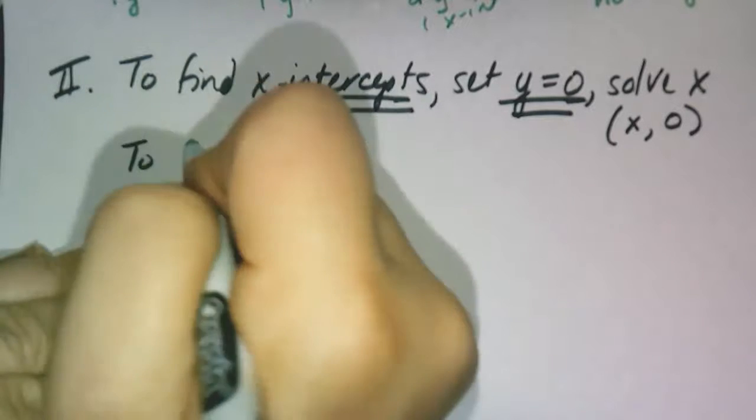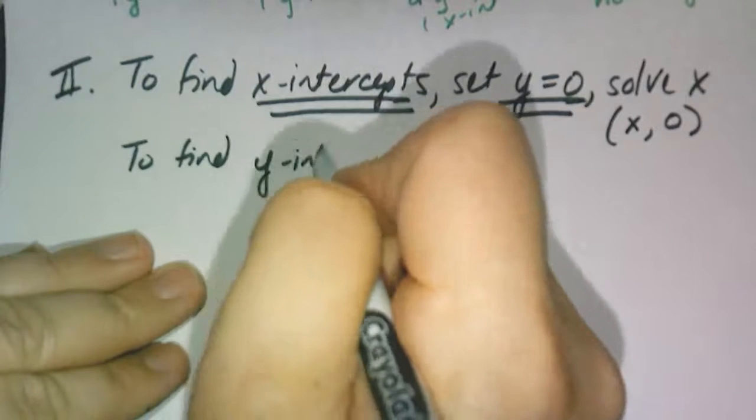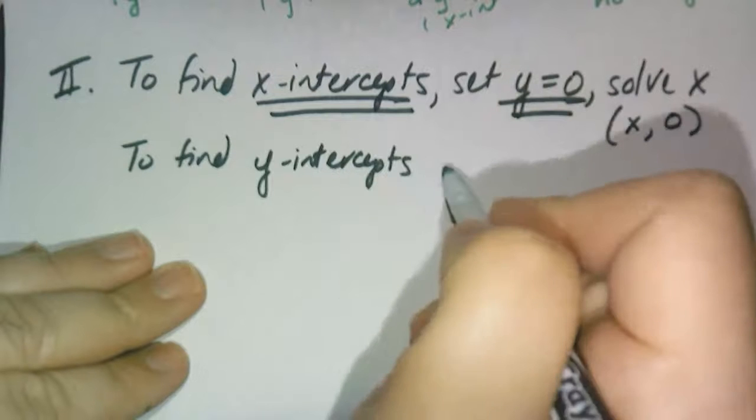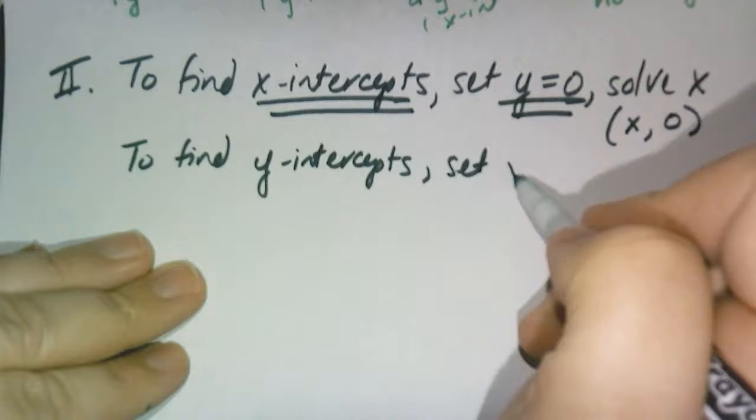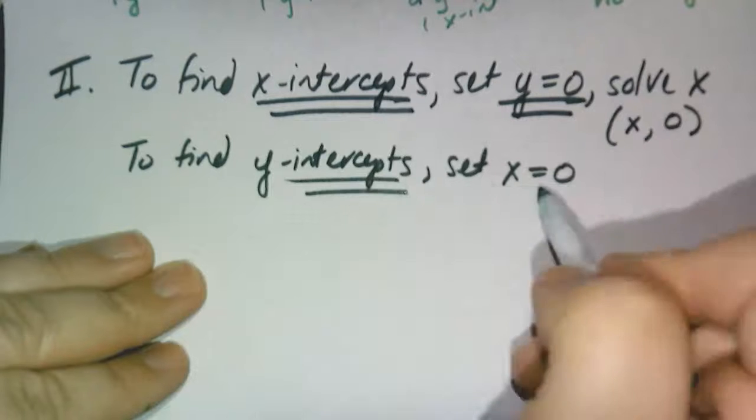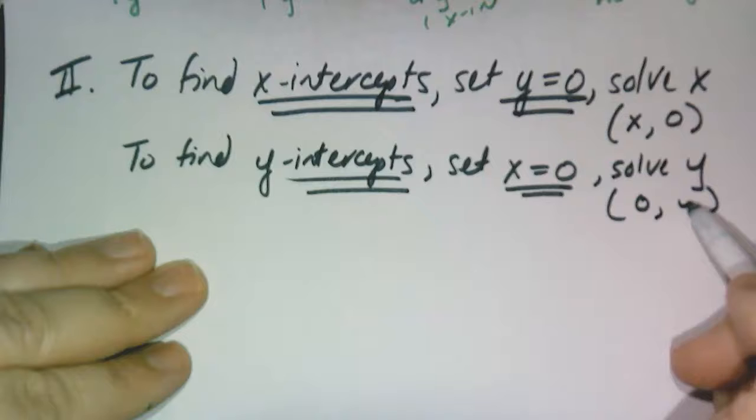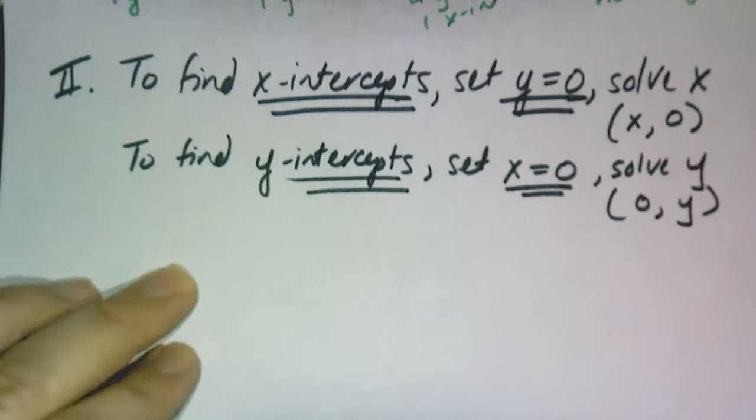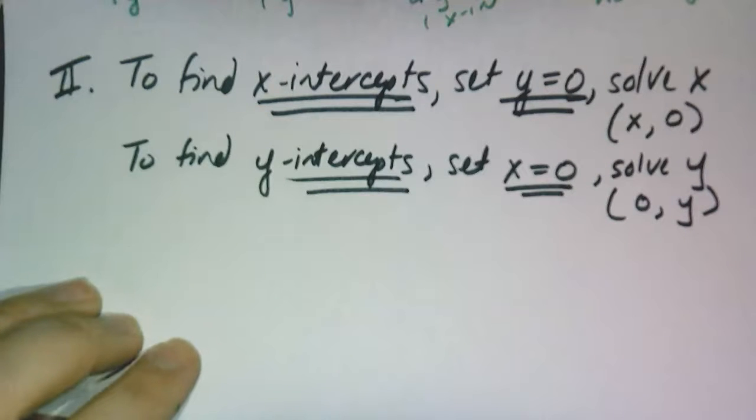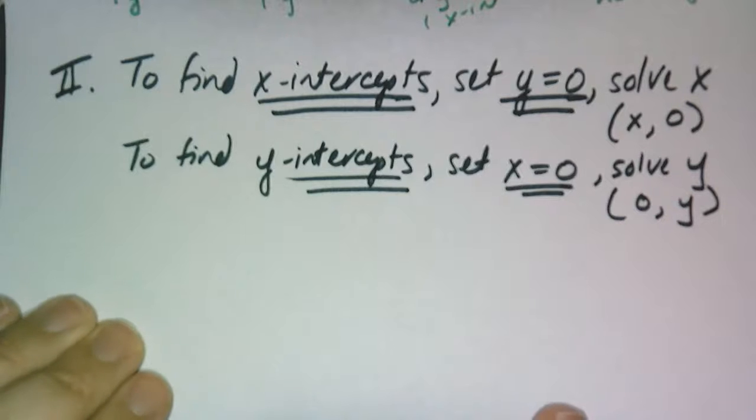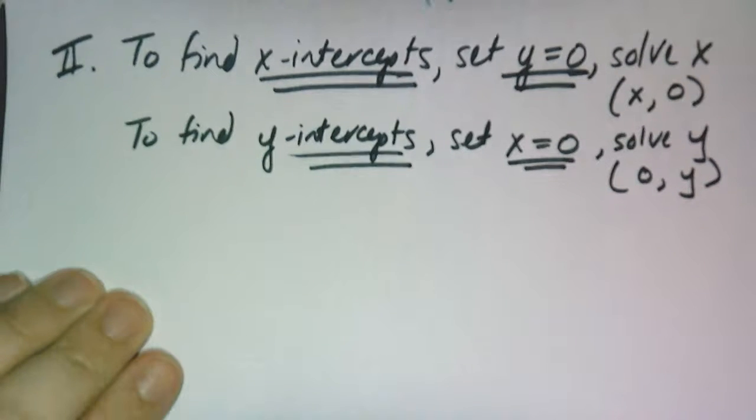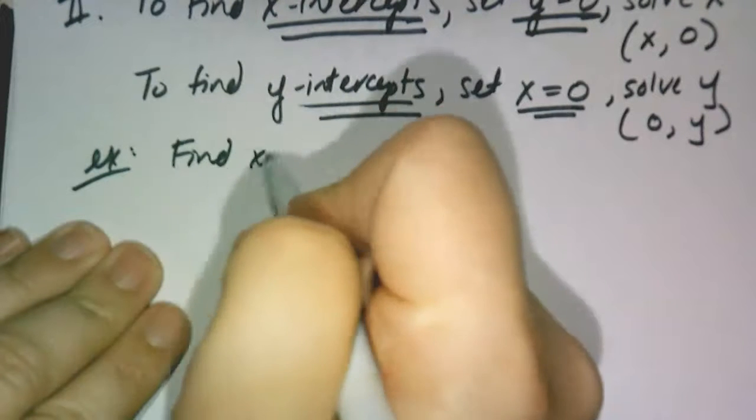To find y-intercepts, what would be the difference there? Set the x equal to 0 and solve for y. So yes, you would actually end up with a coordinate (0, some number y). So this is algebraically what we have to do, and you're going to have to do this for some parabolas. You're going to have to do it for all different types of graphs. So let's go over a couple of these. Let me see if I have, yes. Pull this up. Find x and y.